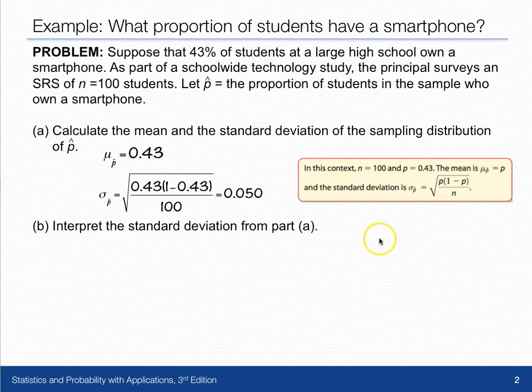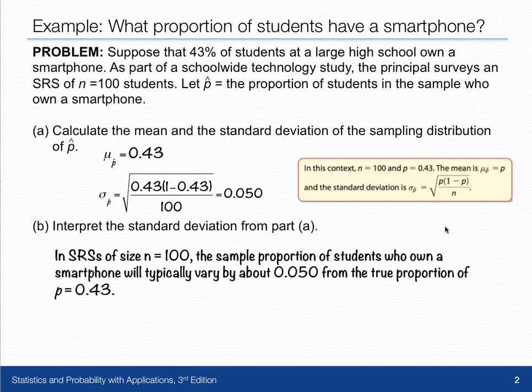For B, let's interpret that standard deviation. Well, in simple random samples of size 100, the sample proportion of students who own a smartphone will typically vary by about 0.05 from the true proportion value of 0.43.